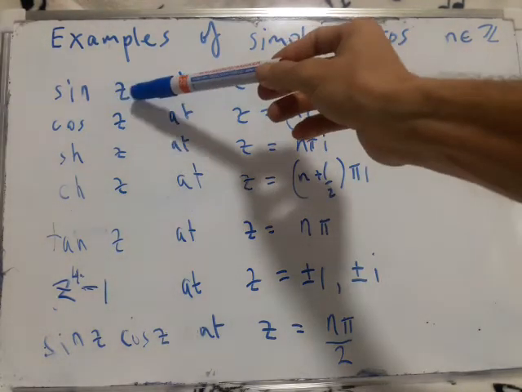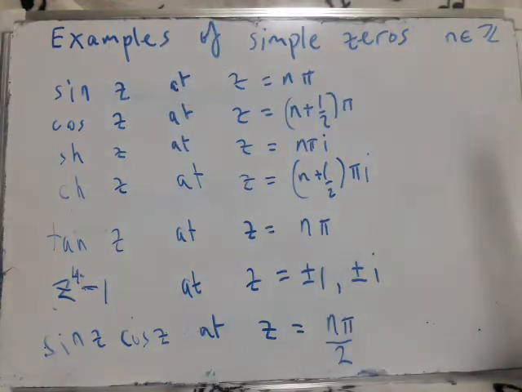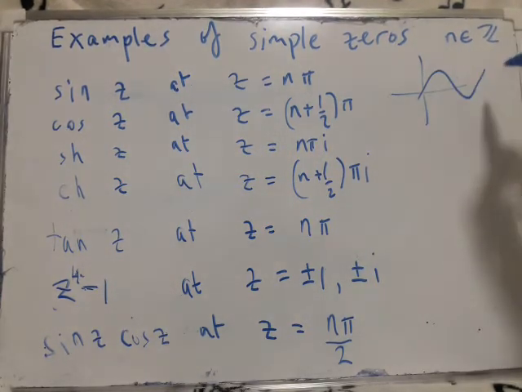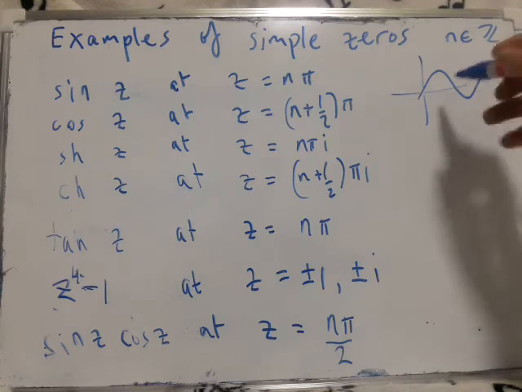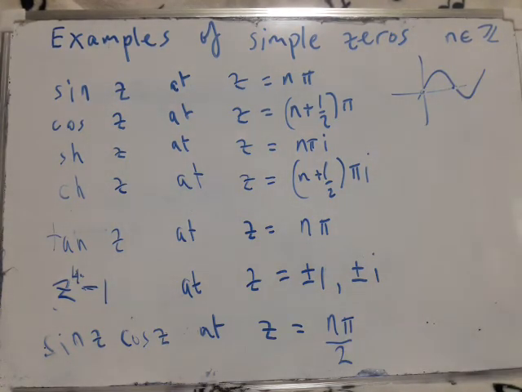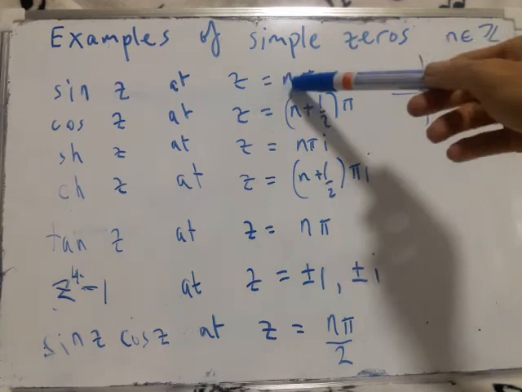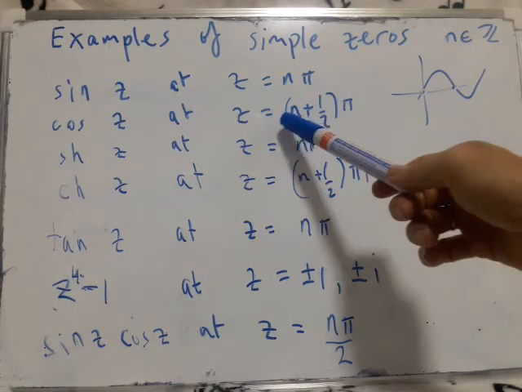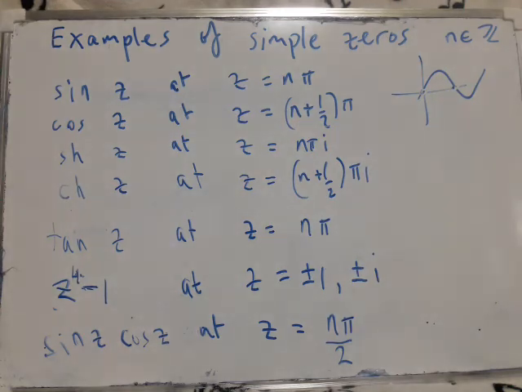But yeah, some examples. Sine z, well, you can think of sine. The way you picture it is the fact that when you've got a zero of sine, I know I'm drawing the real function, obviously, the gradient at the zeros is not zero. That tells you immediately that it's a simple zero. Okay, so sine has zeros at n pi. Cos is shifted sine, that has zeros at n plus a half pi.